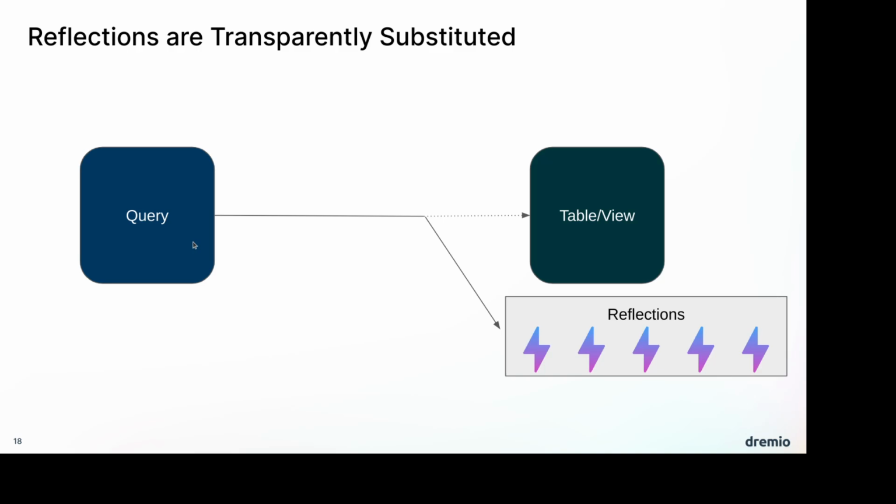Because the Dremio query engine knows that these reflections are related to this table or view, it will evaluate them, and you can create more than one. You can create a reflection that's partitioned or sorted one way, and another that's partitioned and sorted in a different way, and Dremio will evaluate which is the smartest one to use for the particular query based on the predicates in your query.